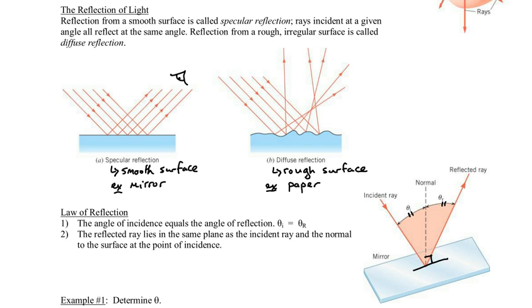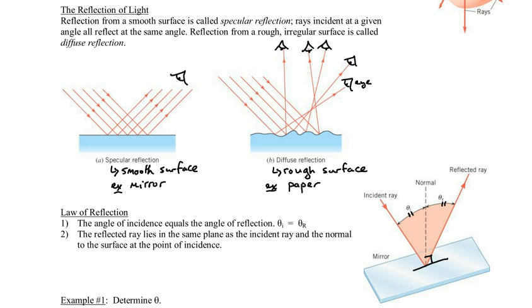However, with diffuse reflection, you might be able to see an object in a variety of different angles, say looking here, or looking here, or looking here, or here. So all of these places with your eye, you could see this object.